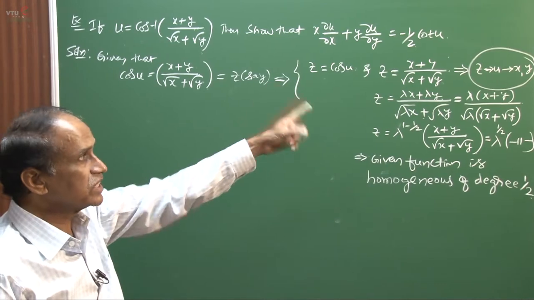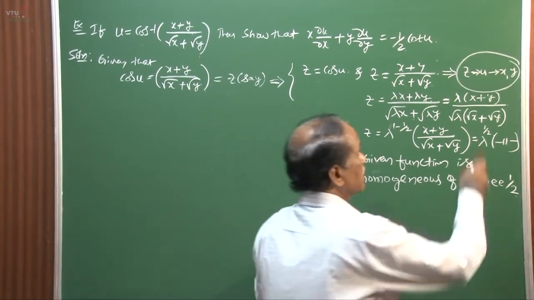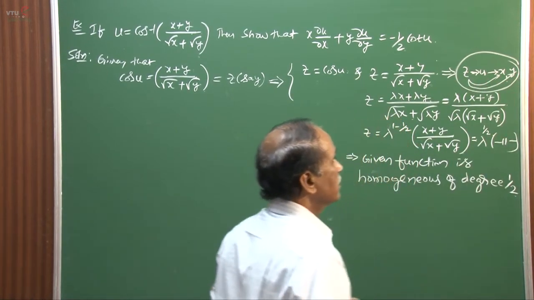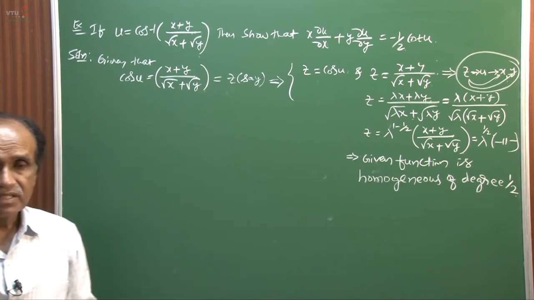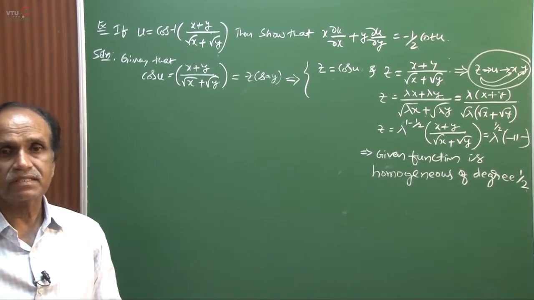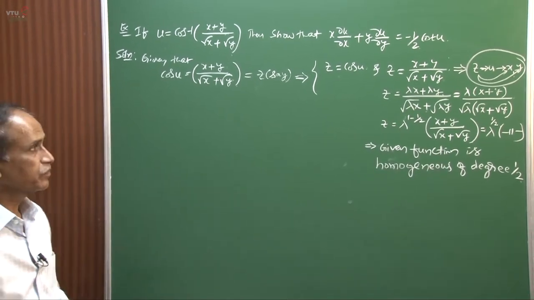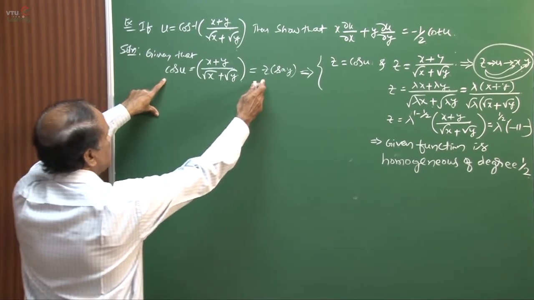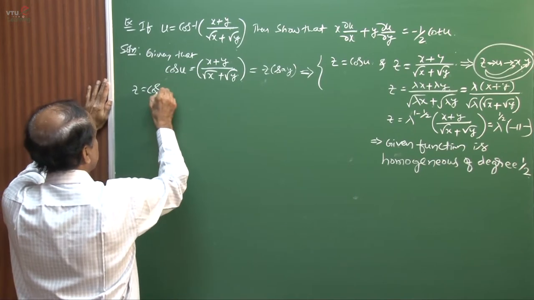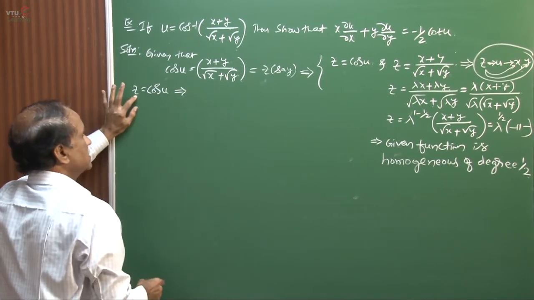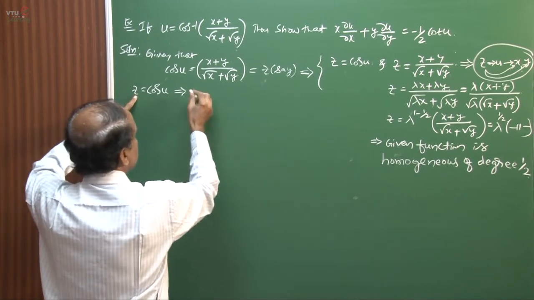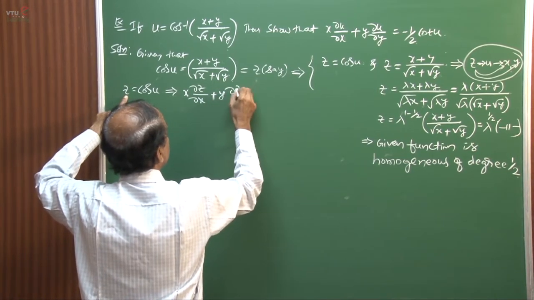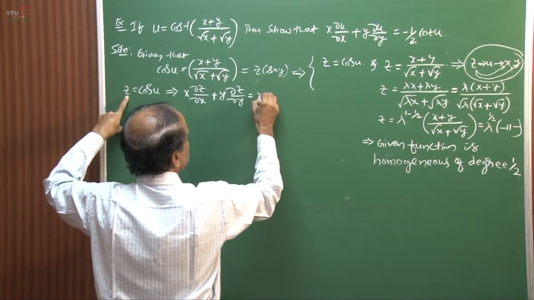In every problem you construct like that, then you need to take the partial derivative of z with respect to x and of z with respect to y. That means partially you have to differentiate, keeping one symbol constant and treating another symbol temporarily as variable. Then what is next we have to discuss? That is cos u is there and z is there. I will take z equal to cos u. This implies, if z is a homogeneous function of degree 1 by 2, x into del z by del x plus y into del z by del y is n into z.